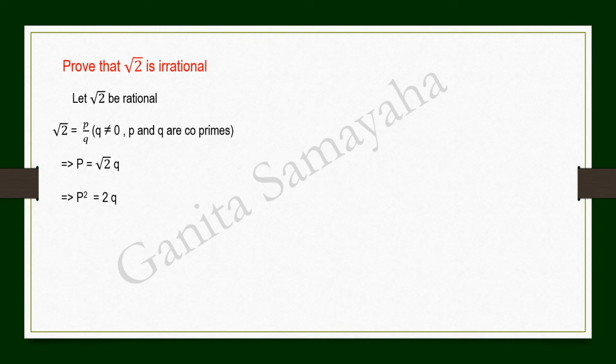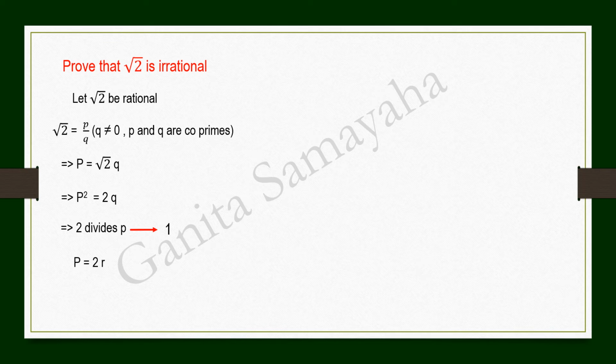P squared is equal to 2Q squared implies that 2 divides P. That means we can write P in the form 2 into something. Isn't it? 2 divides P means what? We can write P is equal to 2 into something. We write P is equal to 2 into R. So, we have arrived at a result that 2 divides P. So, let us call this, 2 divides P, equation 1 or statement 1.